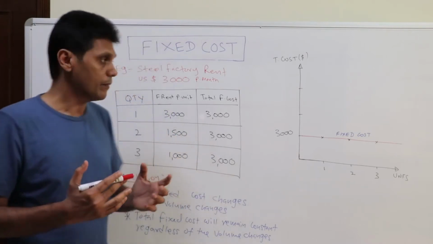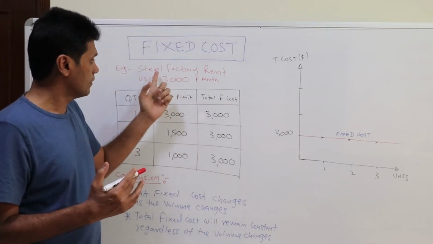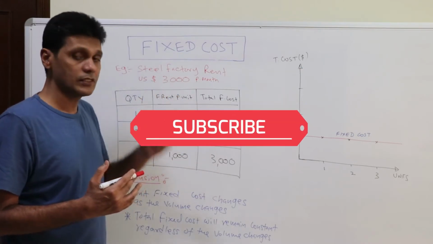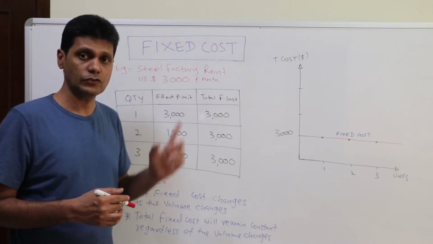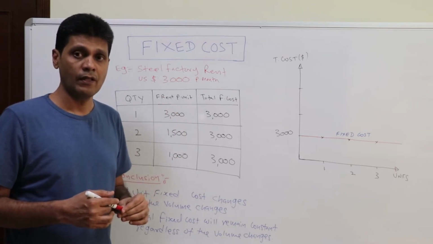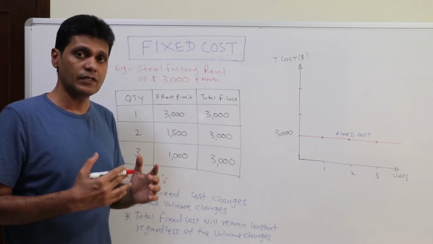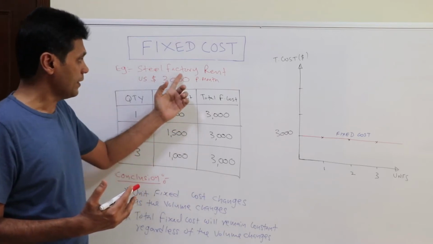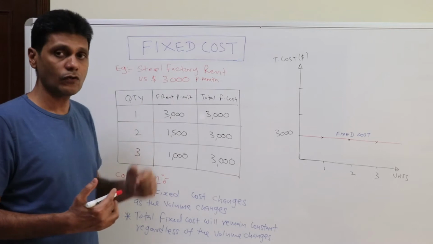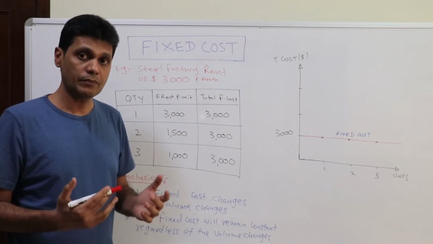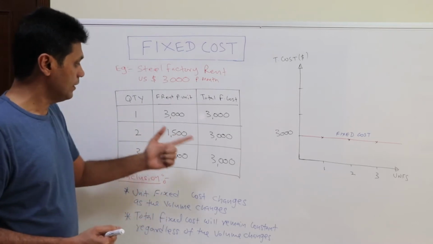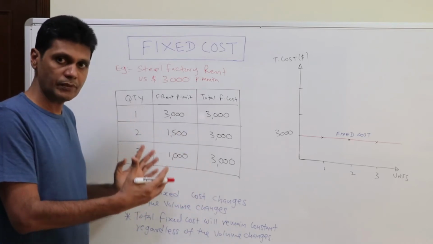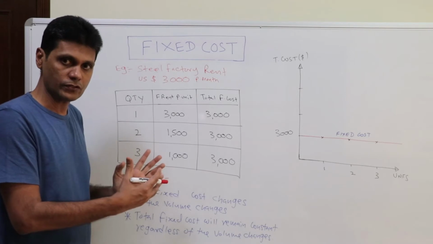Now in this example, you are given the steel factory rent, 3000 US dollars per month. We have been discussing the steel chair manufacturing company, so the factory rent per month is 3000 US dollars. Now in this table you can see the cost pattern, or the cost behavior, of the fixed cost.